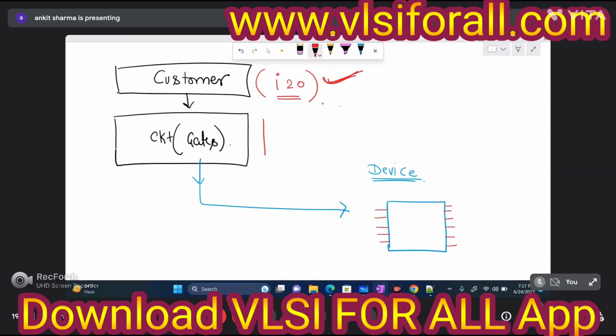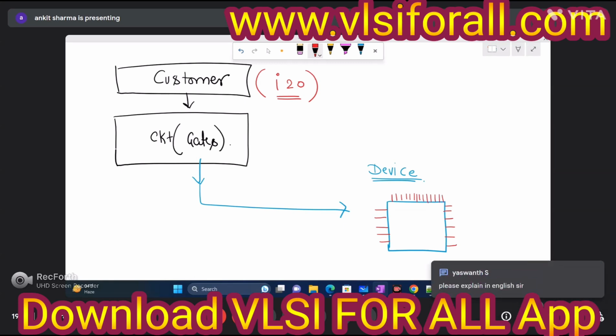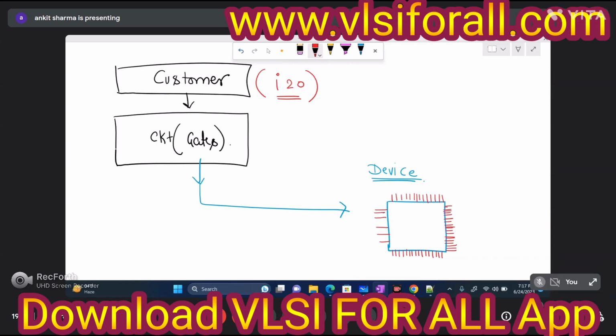So the design engineer will say to you, for an i20 processor, then again same story. You have a circuit for that. And what will you do? Let us suppose you send this circuit directly. So this is a processor. So let's suppose this is a processor.